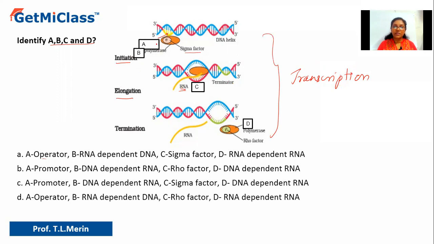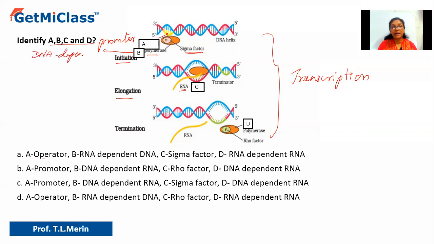In the initiation process, what happens? The sigma factor identifies a particular sequence of the DNA, which is called the promoter sequence. So the sigma factor will identify a promoter and it will help the RNA polymerase to bind to the promoter. So A is what? Promoter. And B they have mentioned as polymerase, but what type of polymerase? Here the polymerase is of course RNA polymerase, but it is DNA dependent RNA polymerase.